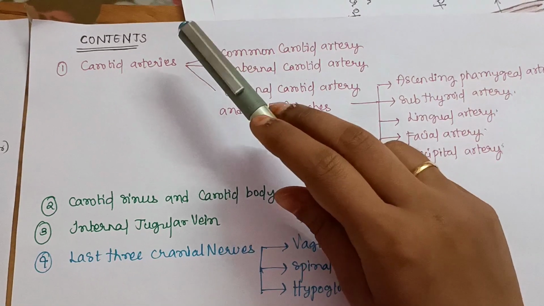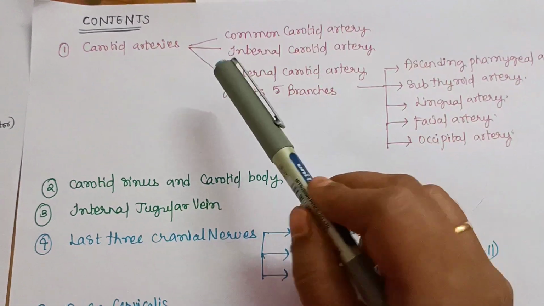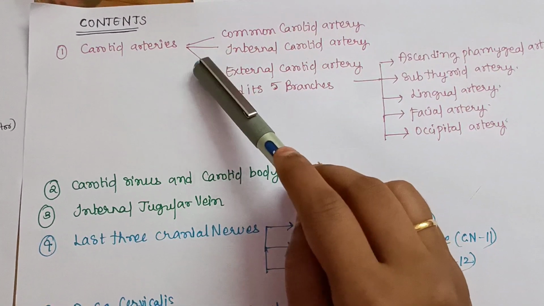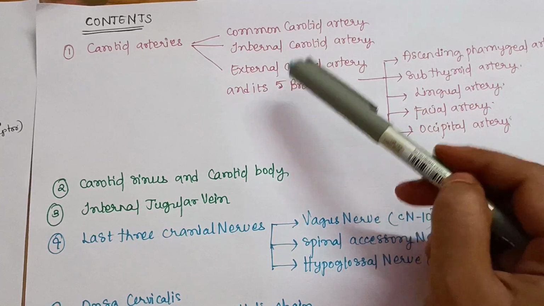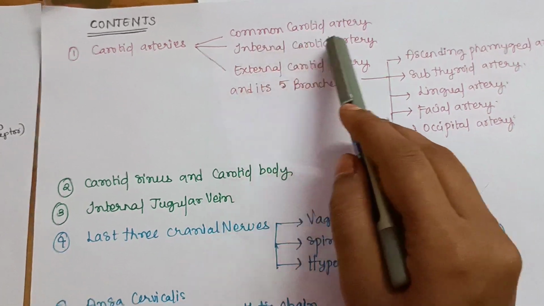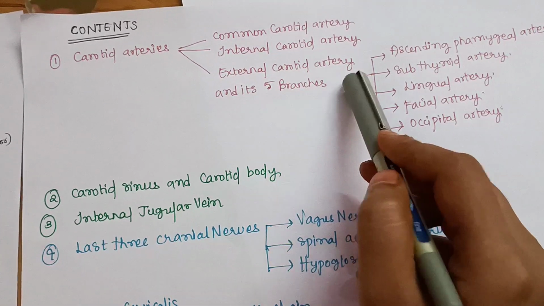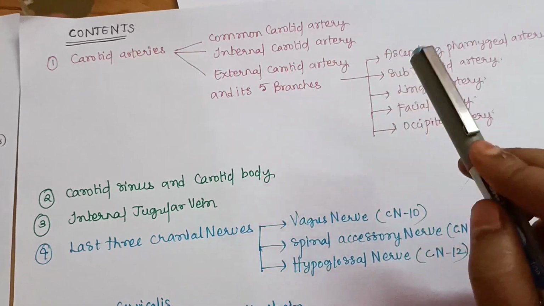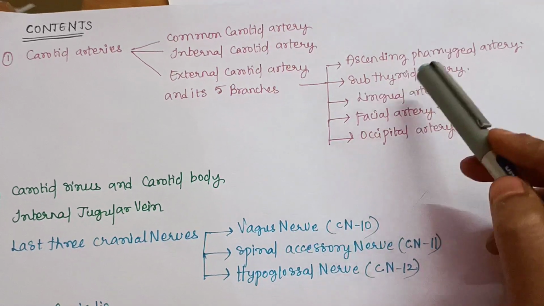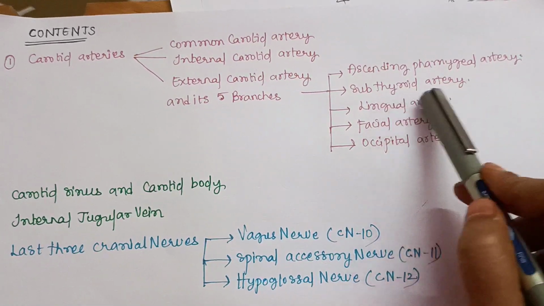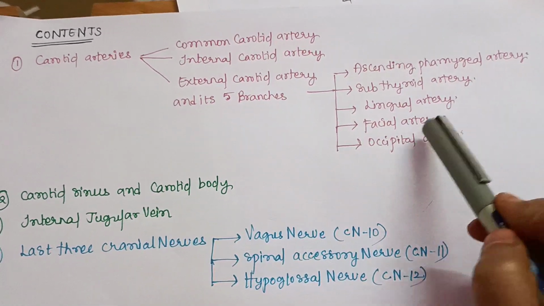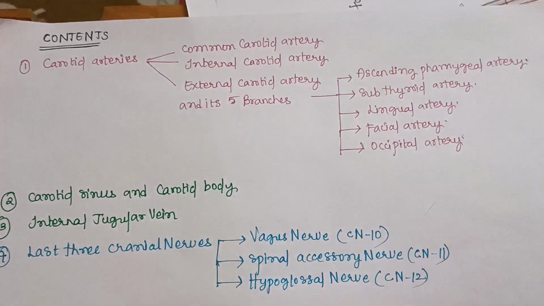Then we'll come to the contents. Contents, here we see the carotid arteries. There are three carotid arteries: common carotid, internal and external carotid artery. External carotid artery has five branches. They are ascending pharyngeal artery, superior thyroid artery, lingual artery, facial artery, and occipital artery.